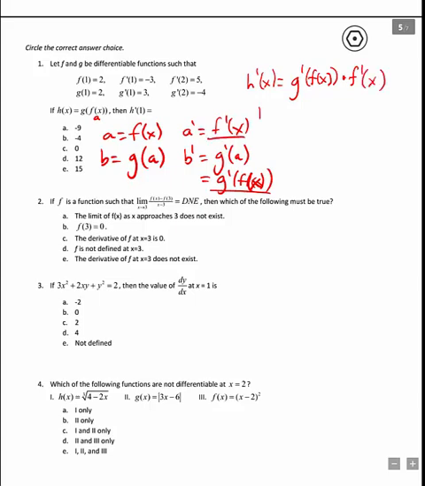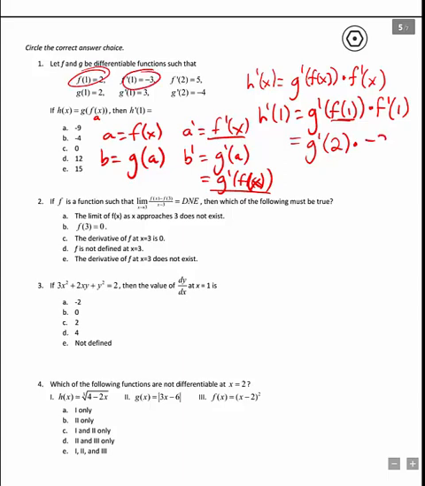Alright, so h prime of 1 would equal g prime of f of 1 times f prime of 1. We have to do this inside part first. So f of 1 is 2, times f prime of 1 is negative 3. Then we do g prime at 2 is negative 4 times negative 3, which will give us positive 12.